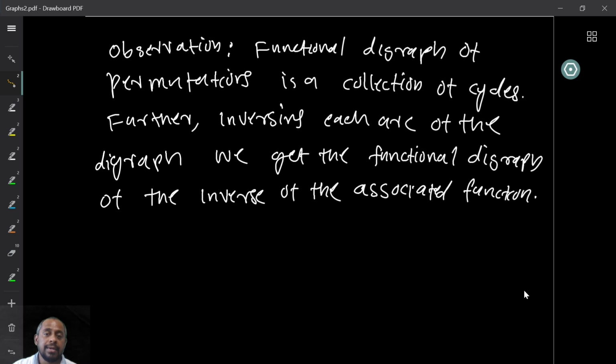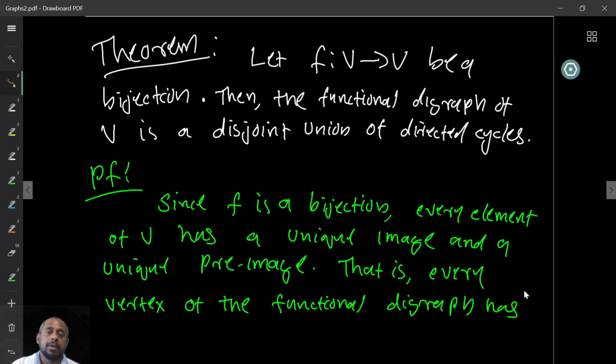Now, further, inverting each arc of the digraph, we get the functional digraph of the inverse of the associated permutation. Now, the theorem formalizes the first part of this observation. Let f from V to V be a bijection. Then the functional digraph of f is a disjoint union of directed cycles. A bijection from a set to itself is basically a permutation, so what we are saying is that the functional digraphs of permutations are disjoint unions of directed cycles.